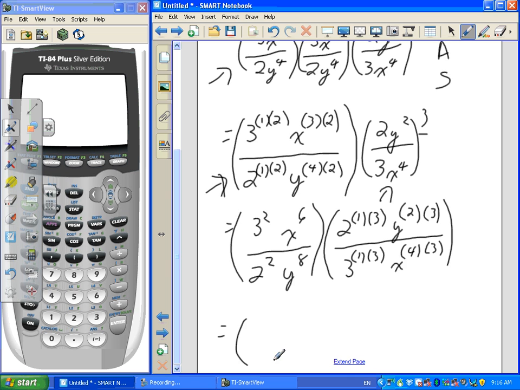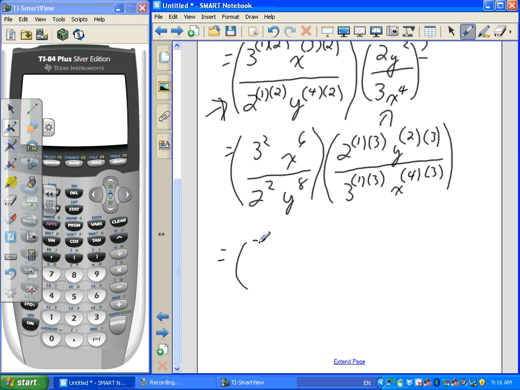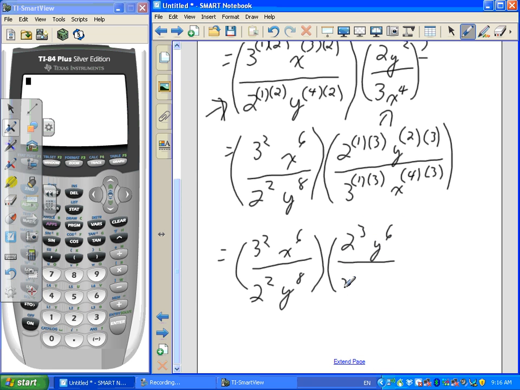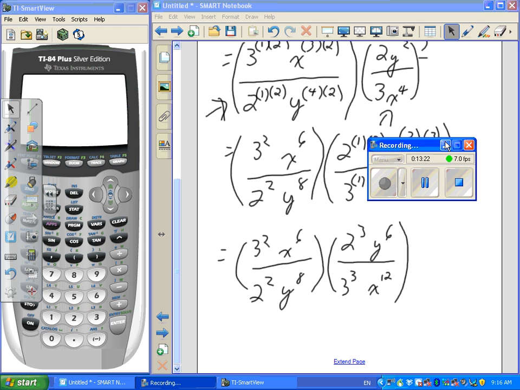So I bring down my other bracket again: 3 squared, x to the 6th, 2 squared, y to the 8th. Then 2 cubed, y to the 6th, 3 cubed, x to the 12th. So now I've dealt with all of the exponents.